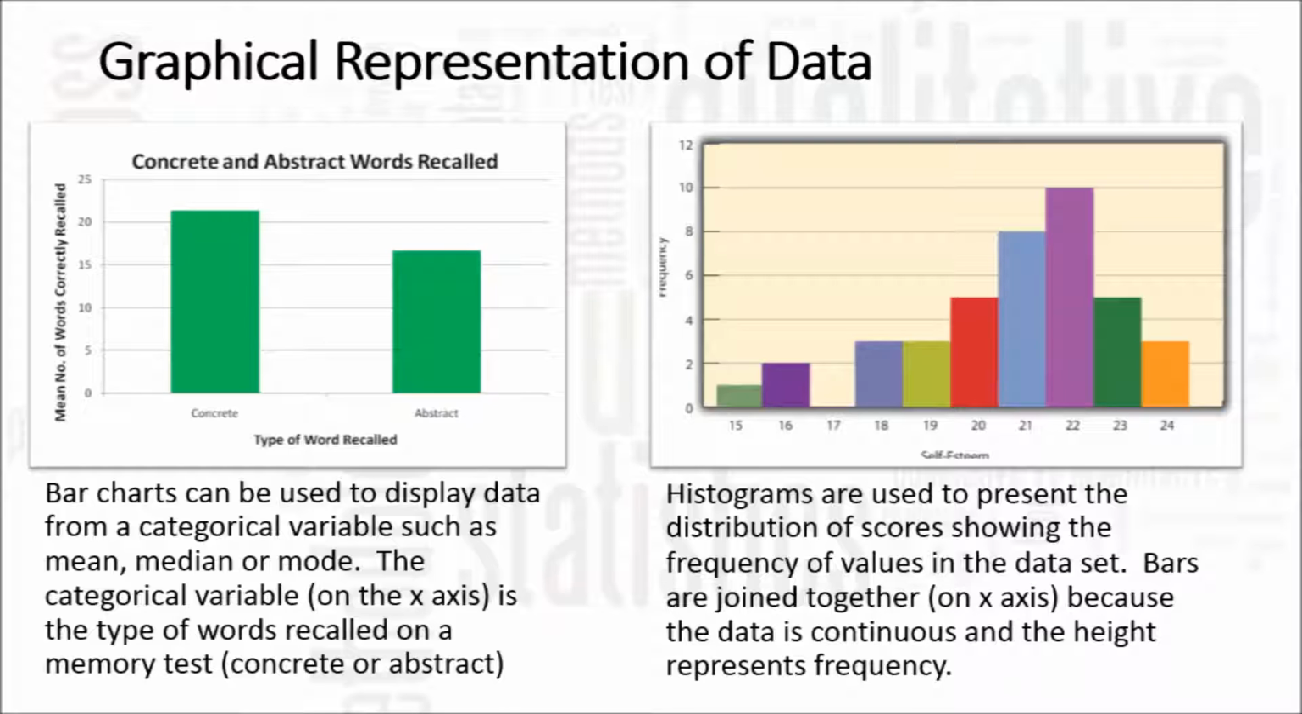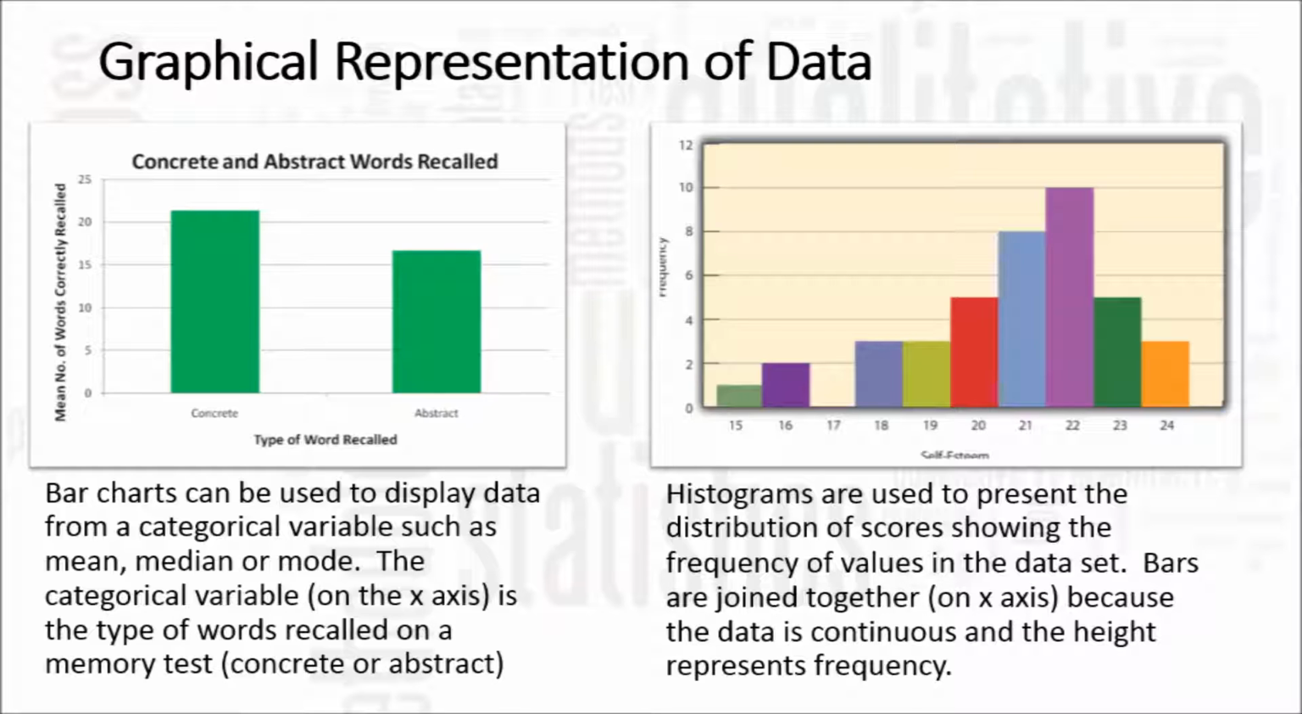So in this example we can see very clearly that a higher number of concrete words were recalled than abstract words. This looks very similar to the histogram on the right, but actually there is quite a deal of difference between them, because histograms don't use categorical data, they use continuous data.